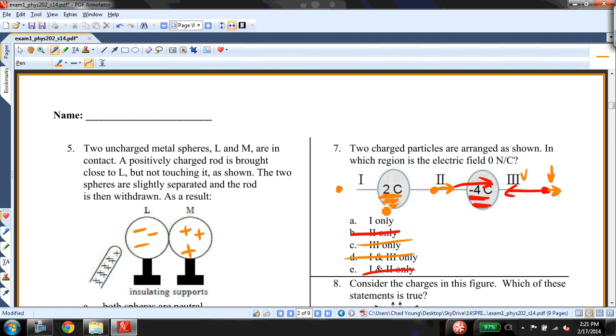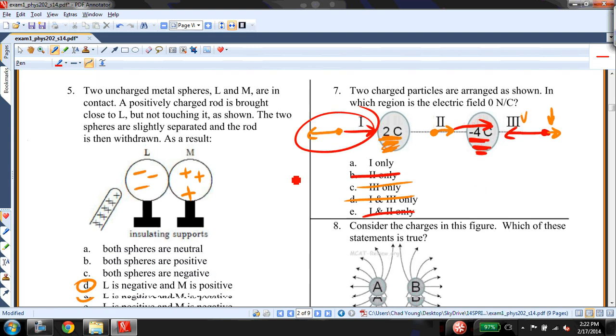The electric field due to the positive charge is in that direction. Right? And then the electric field due to the negative charge, this charge, now I'm further away from that bigger charge, and so my electric field is smaller. And so there is a point where these two are equal, and they cancel one another out.